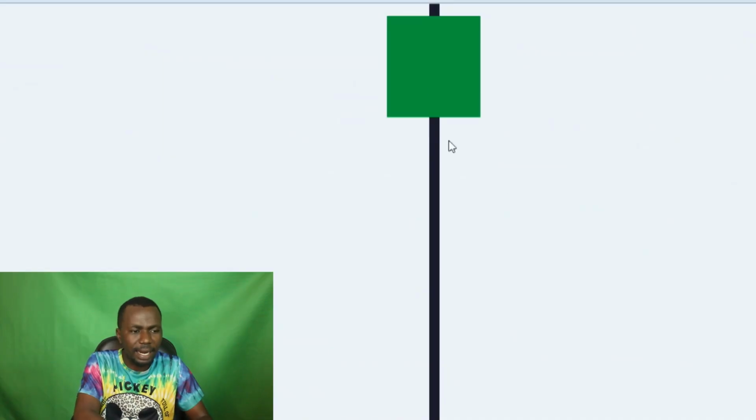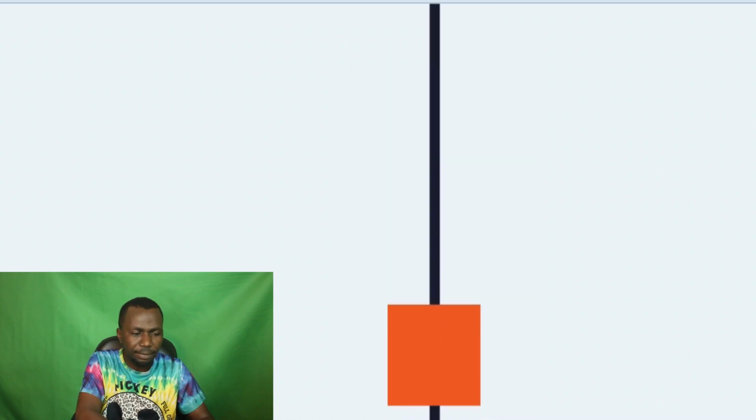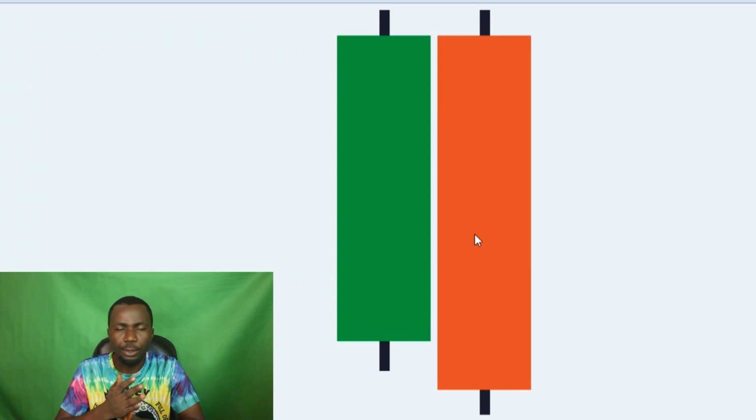This is the hammer. Then we have the bullish engulfing pattern. Then we have the shooting star. Then we have the bearish engulfing pattern. So we are going to look at the hammer, the bullish engulfing pattern, the shooting star, and the bearish engulfing pattern. These are some of the strongest candlestick patterns that you can use in your trading.